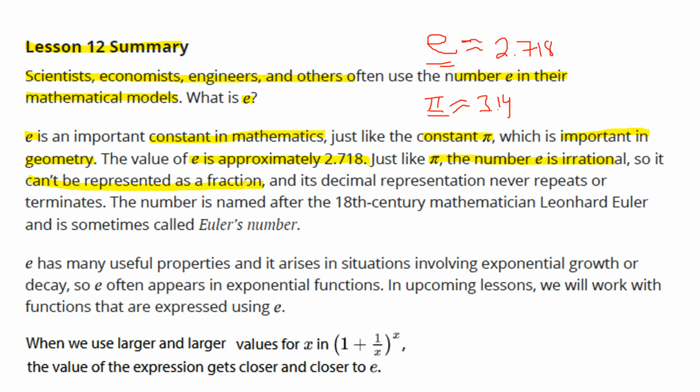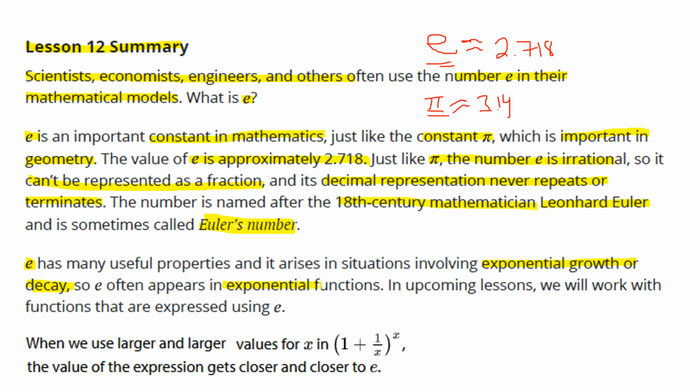So that's very important. So e cannot be represented by a fraction, and the decimal representation never repeats or terminates. The number is named after an 18th century mathematician. His name was Leonhard Euler and it is sometimes called Euler's number. Very important information. All right, let's continue. e has many useful properties and it arises in situations involving exponential growth or decay. So e is used a lot when we're talking about exponential growth or decay. So e often appears in exponential functions. In upcoming lessons, we will work with functions that are expressed using e.